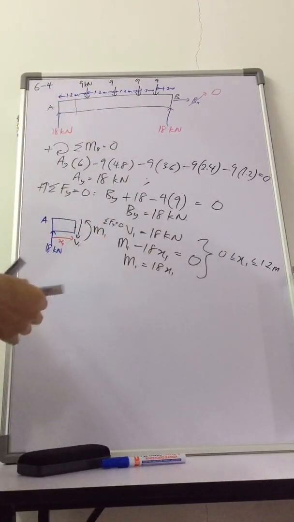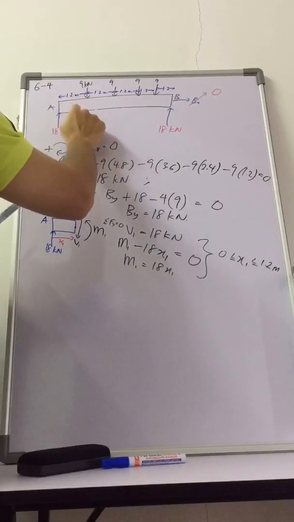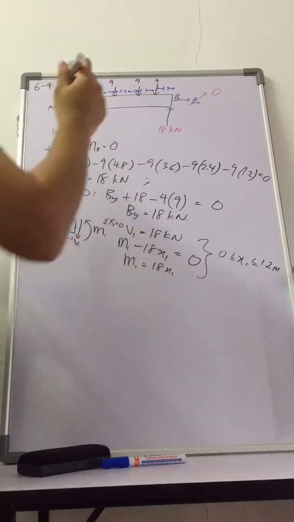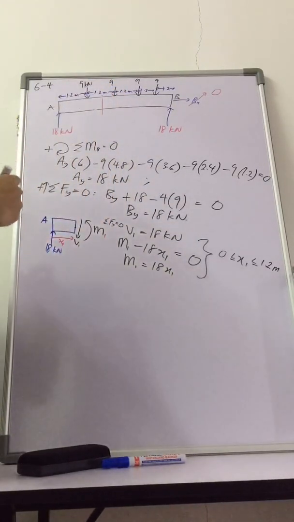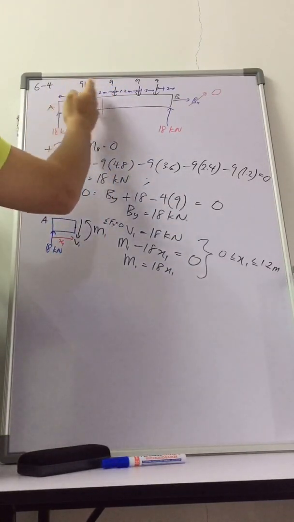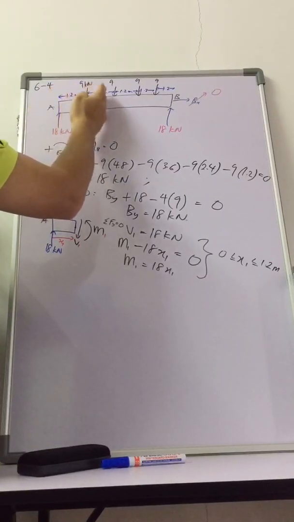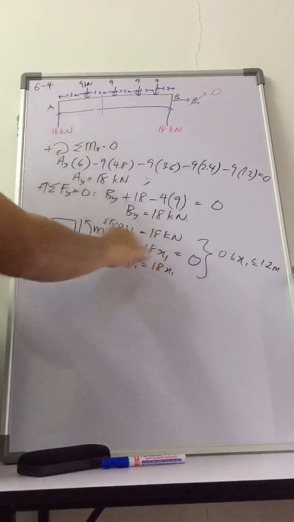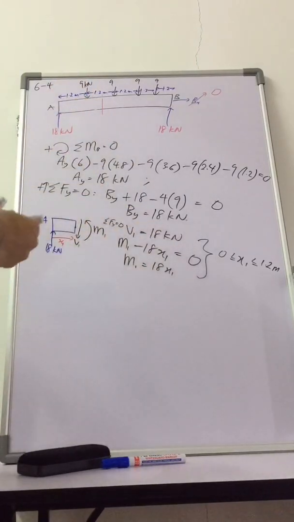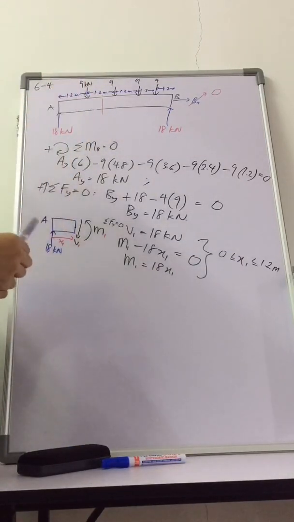Alright, so the next cut will be, you have to cut here. Why? Because as you move from x equal to 0 to 1.2, now here this 9 kilonewton load will change the function, right? So if you cut, you take the left part because that's the wise decision, the wise choice.